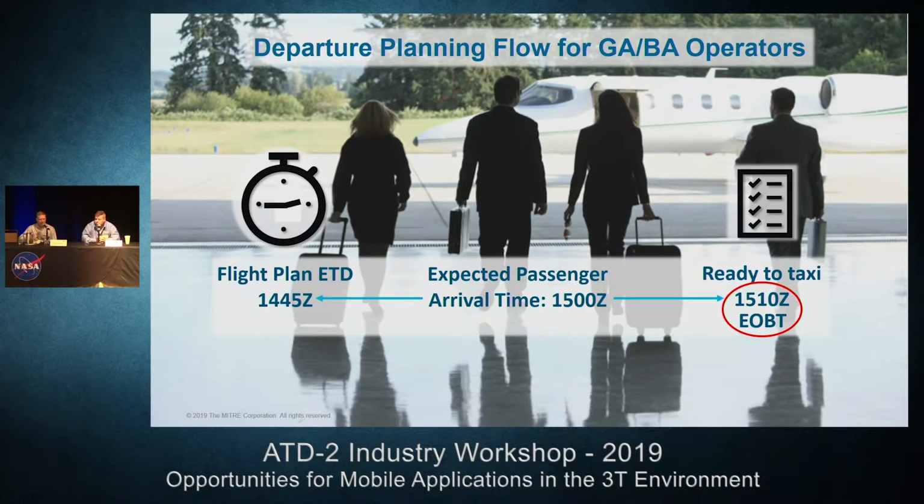We also did some analyses to look at not just the feedback we got from the operators, but we actually went to the data and did an analysis to see, based on the times in the flight plans for GA aircraft, how far off those times were from the actual time when the flight was ready to roll, and on average it was 25 to 30 minutes. So that's the error we're working to reduce.